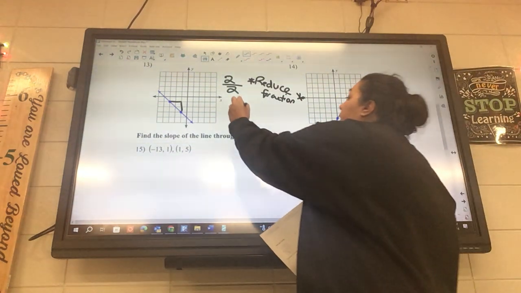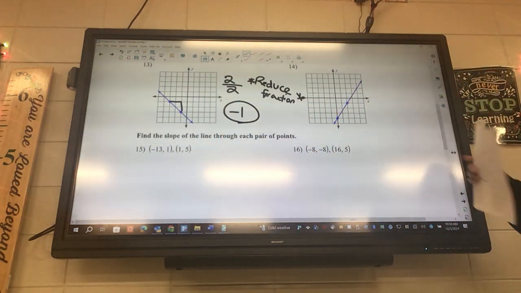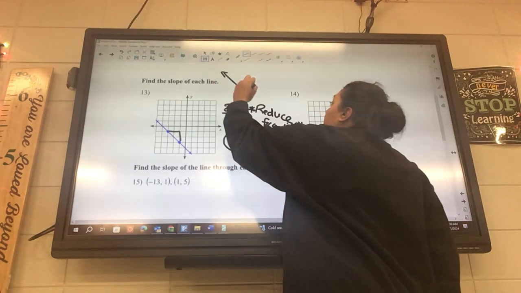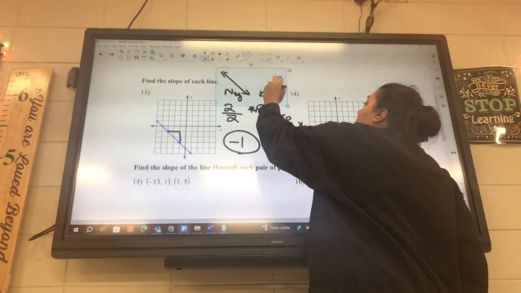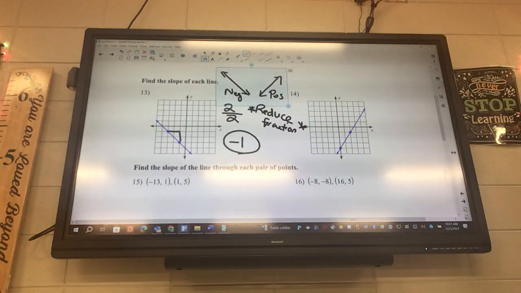As well as it's a negative, okay? Well, how is it negative? If the line is going this way, it's going to be negative. If the line's going this way, it's going to be positive. Okay, so again, you can use this on your test. So if you need the notes, write them down. If you don't, then don't worry about it.